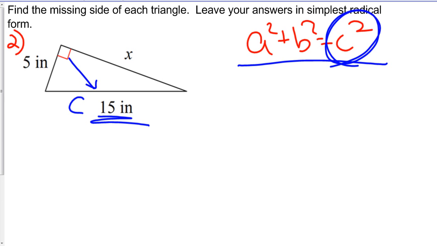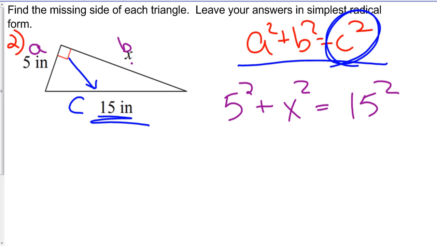So now that we've got this, all we have to do is plug in what we need. And again, it doesn't matter if you want to do this is A and this is B or vice versa, and actually we can just plug in an X for that. So when we say A squared, we're going to do 5 squared plus X squared equals 15 squared. So 25 plus X squared equals 225.